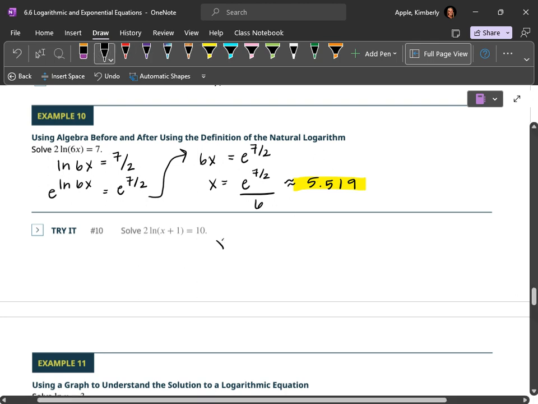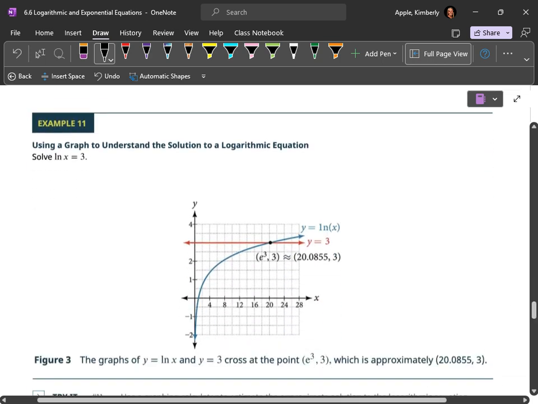And you should obtain x is equal to exactly e to the 5th minus 1, which is approximately 147.413. Moving on to example number 11. Again, disregard the graph until the end. It's just a visual to help us understand what that looks like.